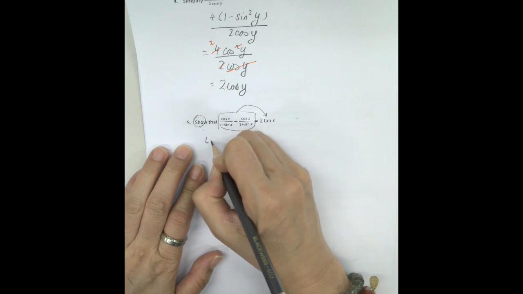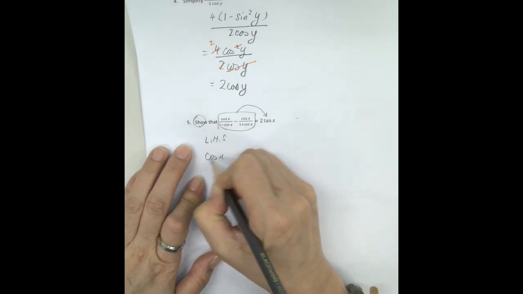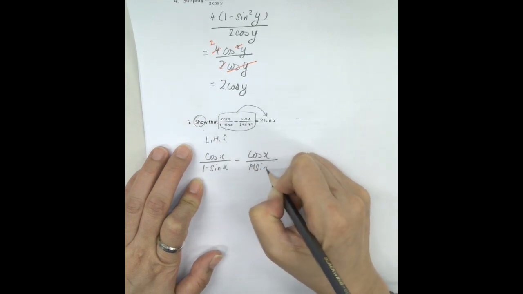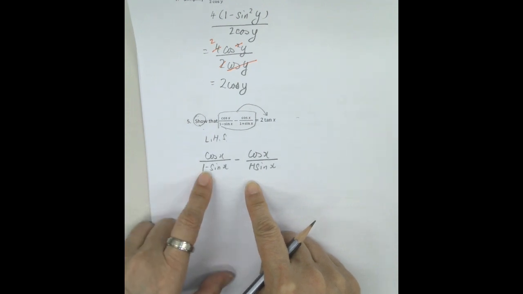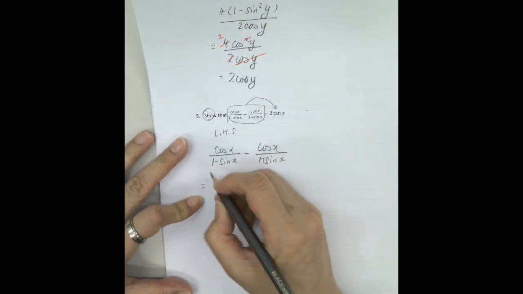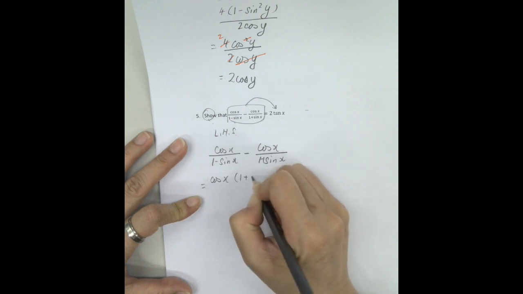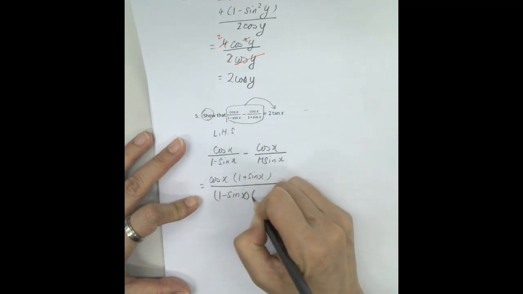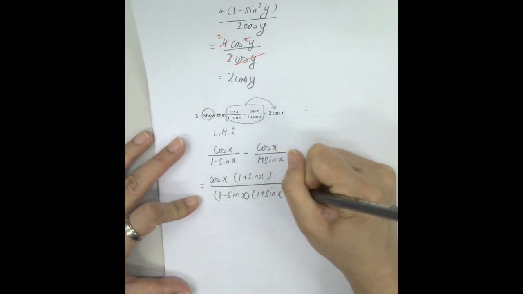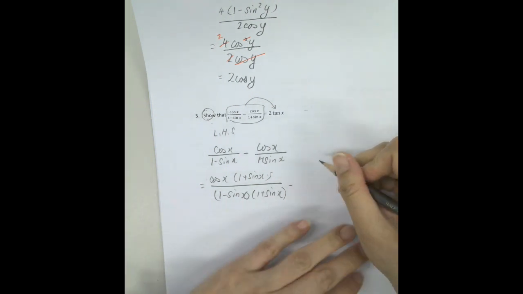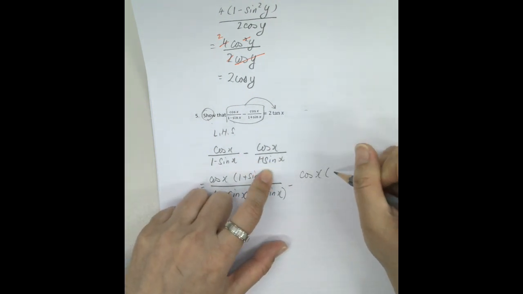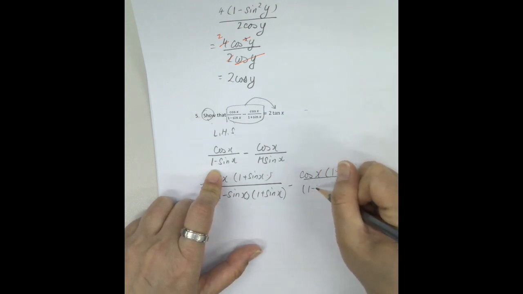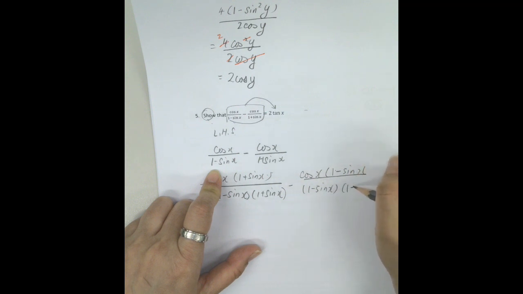So which means that I'll work on the left-hand side. Cos x over 1 minus sine x minus cos x over 1 plus sine x. They are fractions with different denominators. So we have to play around with it. So we have cos x times 1 plus sine x over 1 minus sine x times 1 plus sine x. So both of them are multiplied by 1 plus sine x to make sure the value doesn't change. Same with the second term. This time we multiply by 1 minus sine x over 1 minus sine x times 1 plus sine x.